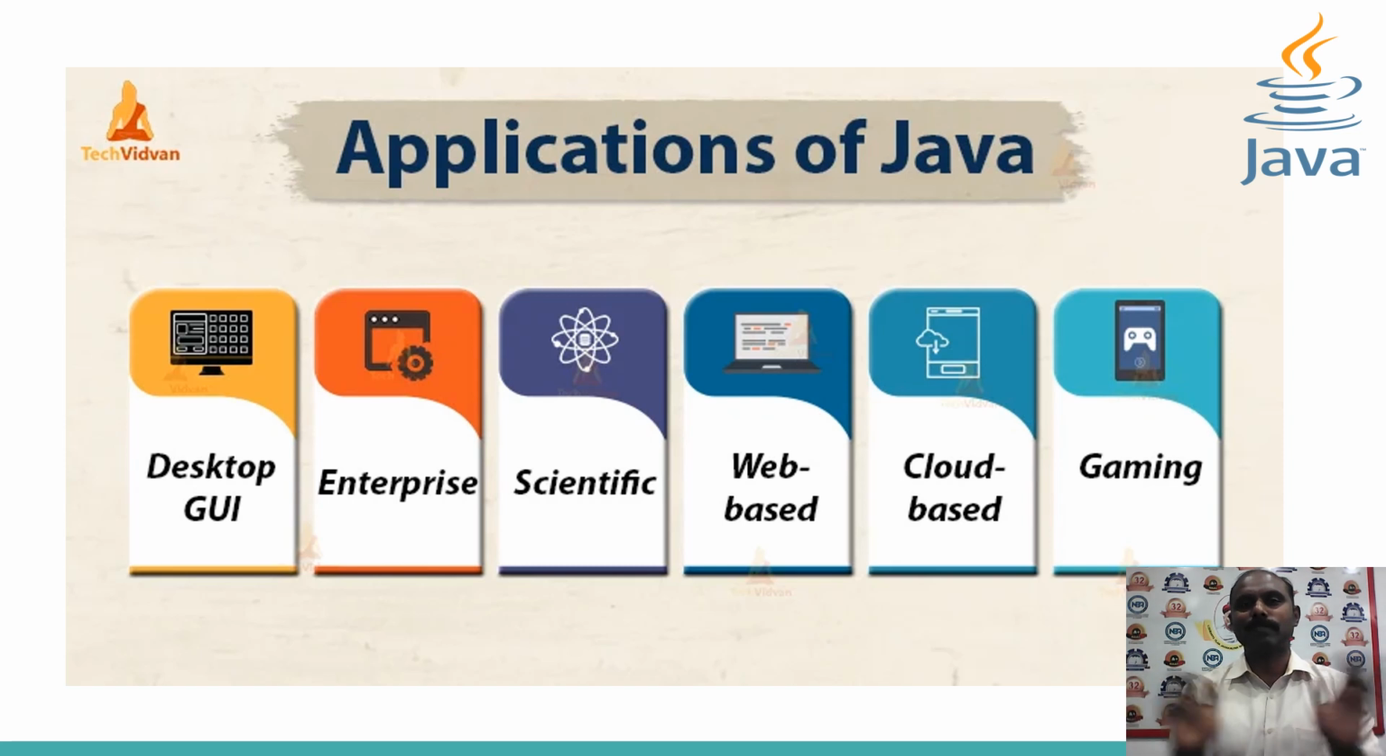Now, these are some applications of Java. As in the previous slide, we discussed that you can create a desktop application, GUI, graphical user interface. I told you the example is Winamp. Enterprise: you can create ERP-type software using Java. Scientific applications: you can perform complex scientific calculations. Web-based dynamic and interactive websites you can create using Java. Cloud-based: Azure, AWS, Salesforce are cloud service providers, and they are also creating some applications using Java.